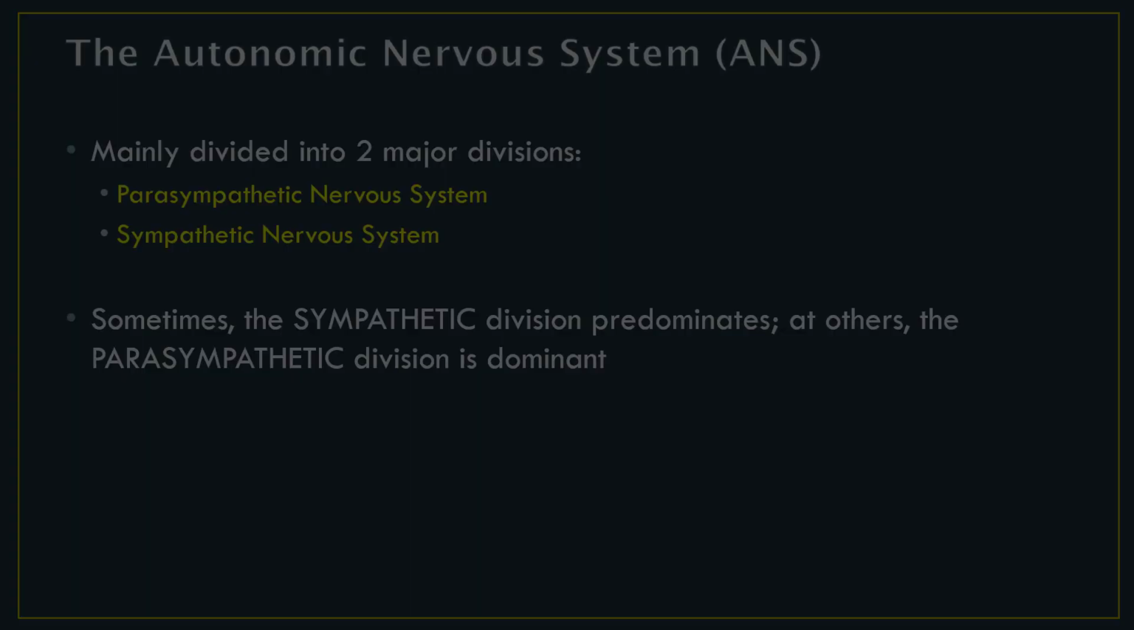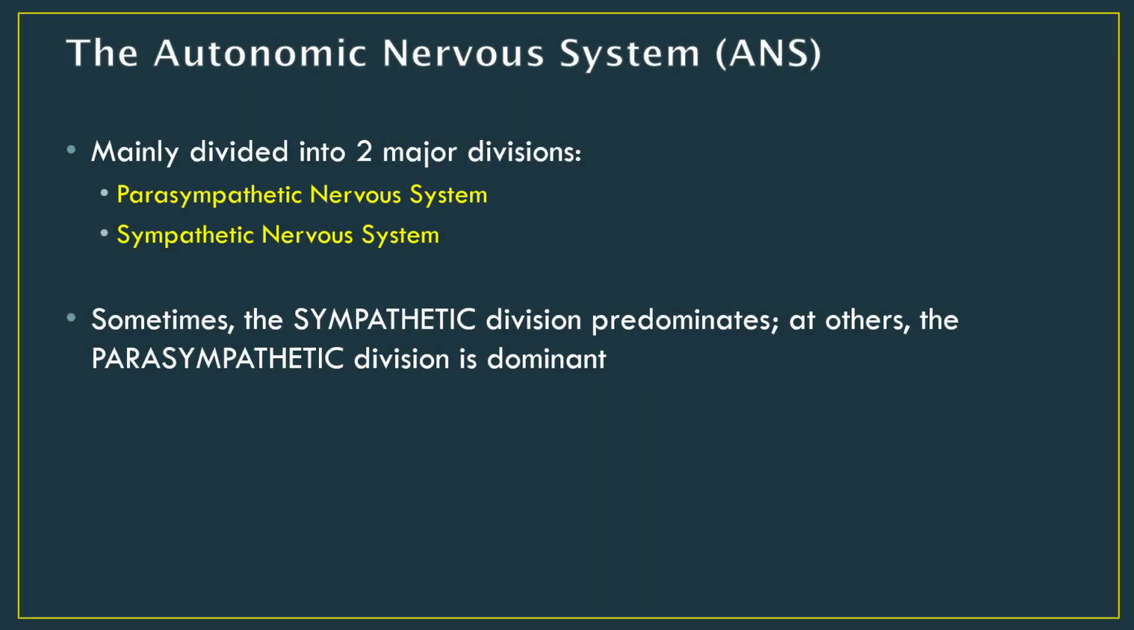Okay. Now, the autonomic nervous system can be divided into 2 major divisions: parasympathetic and sympathetic. In most cases, these two work opposite to each other. And depending upon the physiological status of your body, sometimes the sympathetic division predominates, at others the parasympathetic is dominant.